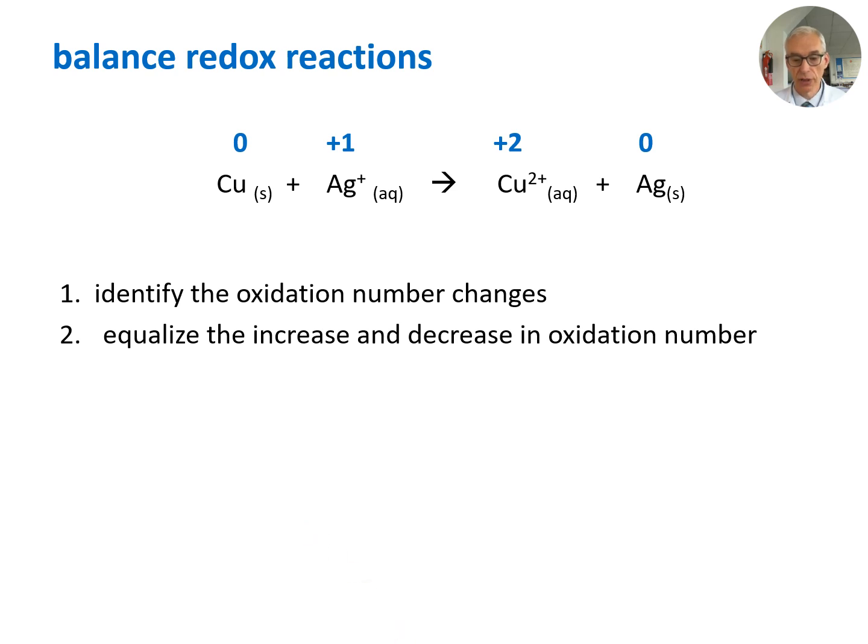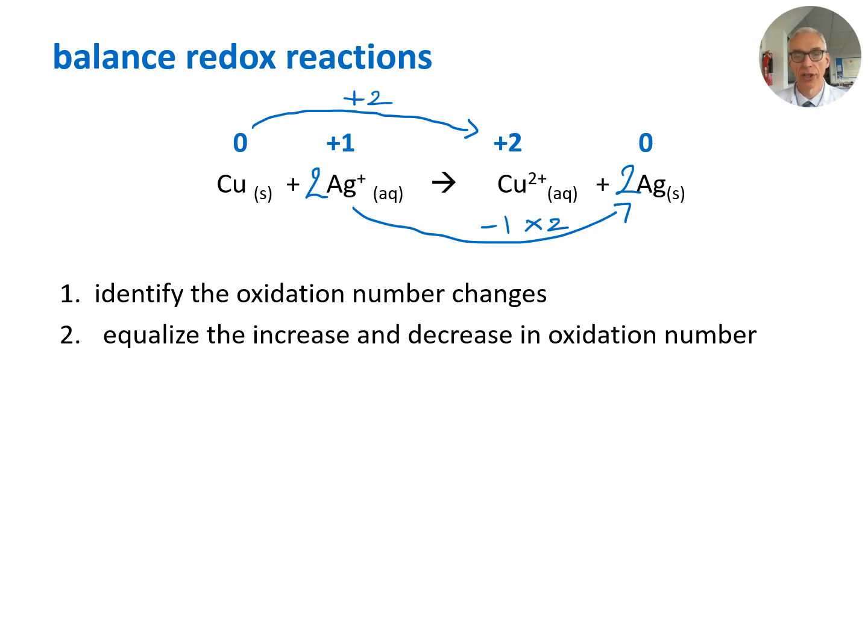So if I just borrow a pen, we can see that copper 0 to +2 is an increase of +2. Silver +1 to silver at oxidation state 0 is a change of -1. The oxidation number changes are of different size. They need to be equalized, so we need to multiply the -1 by 2. That is, we need 2 silver ions to form 2 atoms of silver.